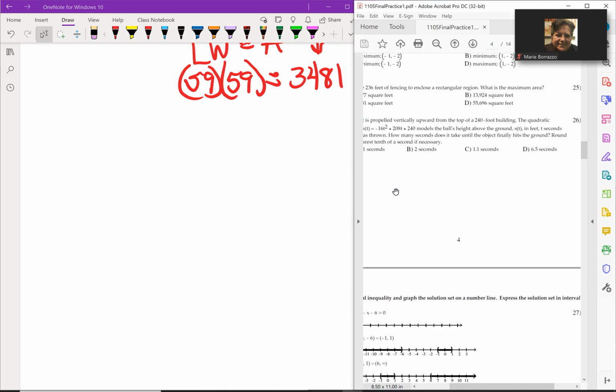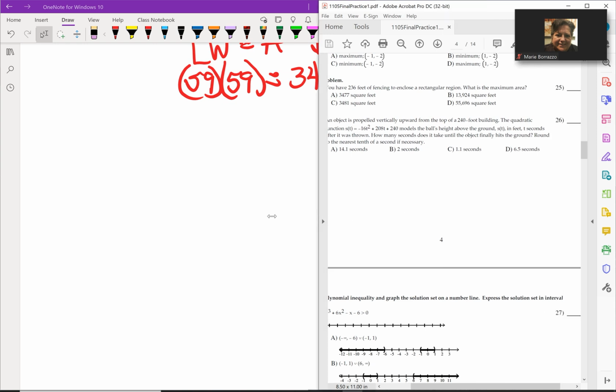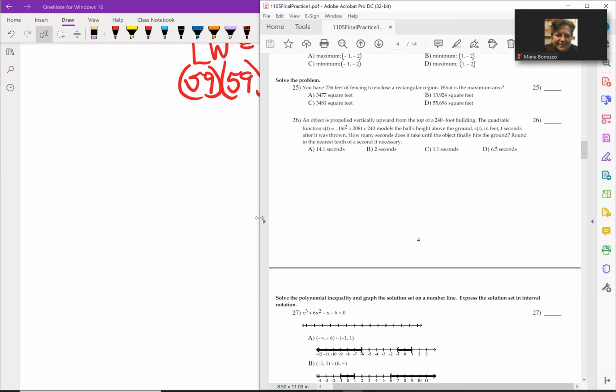Okay, this next question is a little long, so let me open it up so you can read the whole thing. This is number 26. You have an object that is propelled vertically from the top of a 240-foot building. They gave you the quadratic function. This models the height of the ball above the ground. They want to know how many seconds it takes for the object to hit the ground to the nearest second.